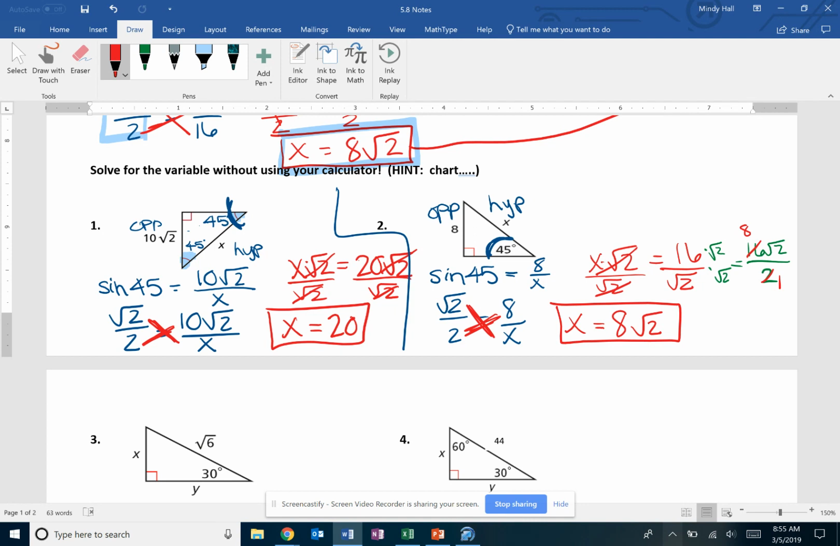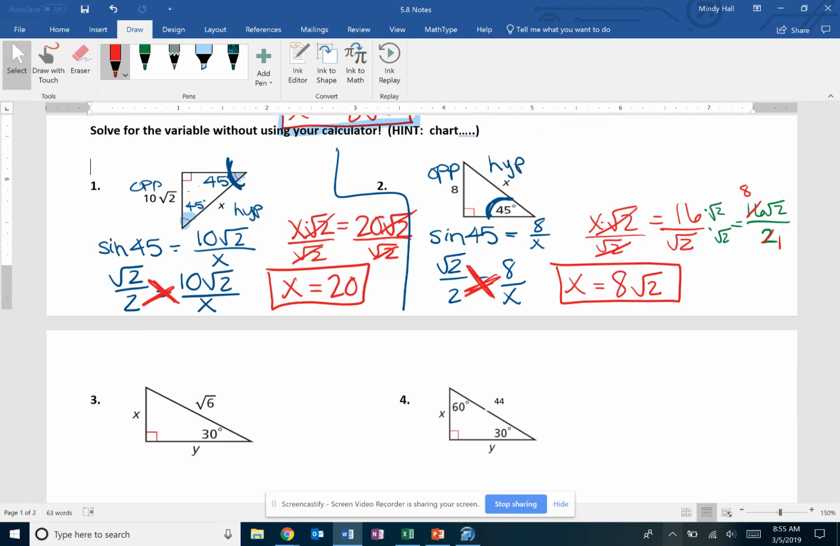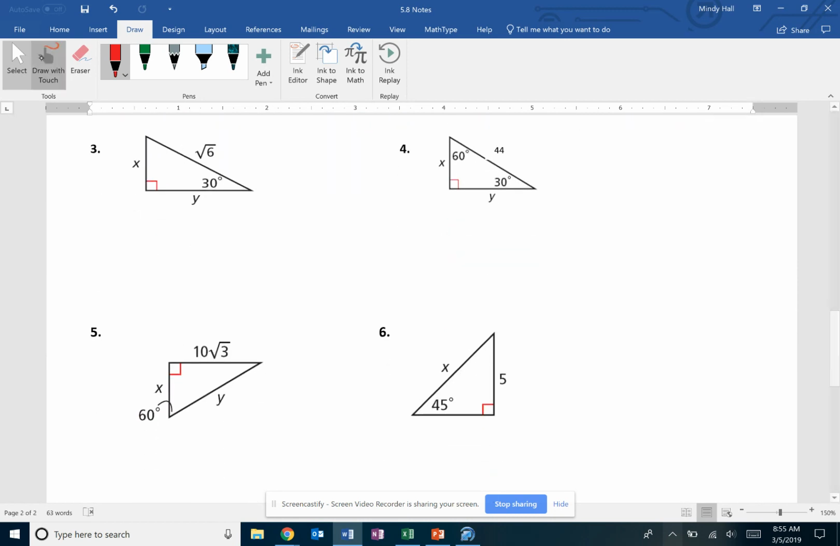Okay. So now we're going to scroll down to number 3, and we're going to do the same thing. So we have a 30-degree angle. Now with this, you're either going to keep the same angle and change your trig, or you can keep your same trig and change the angle.